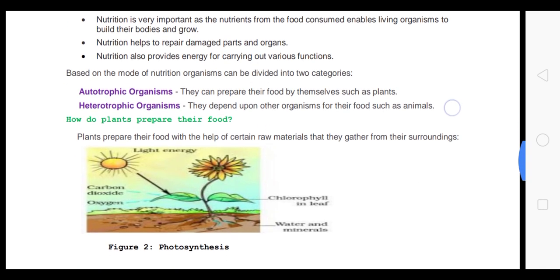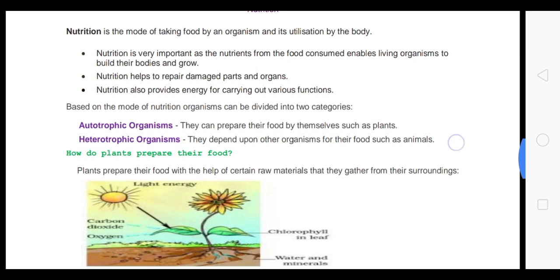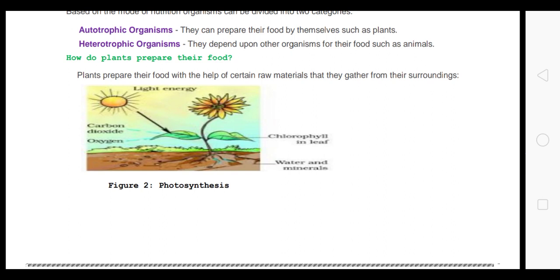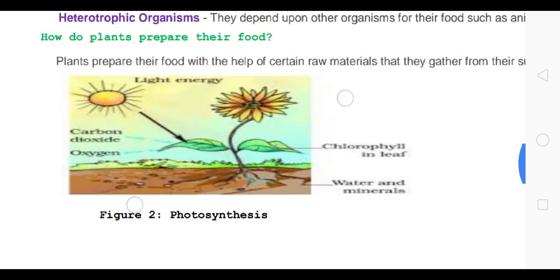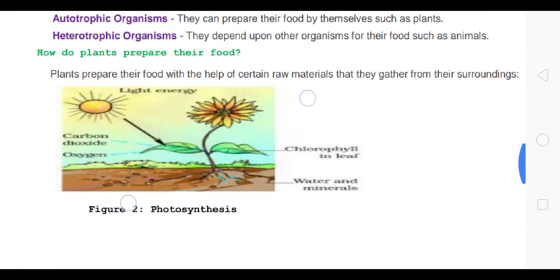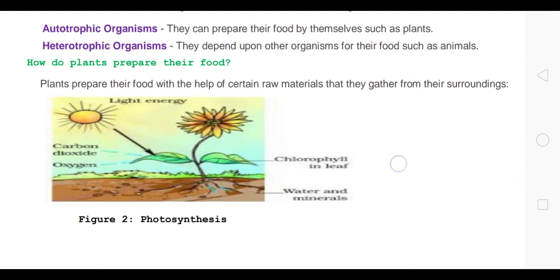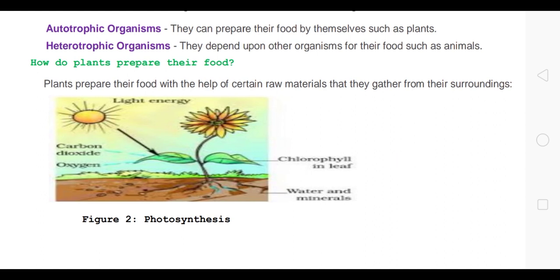Before that, let us discuss nutrition. What is nutrition? Nutrition is the mode of taking food by an organism and its utilization by the body. How the organism takes its food and how its body utilizes this food is called nutrition. And nutrition is very much important. It also repairs the damaged parts and organs like eyes and kidney. Nutrition also provides the energy for carrying out the various functions in the body.